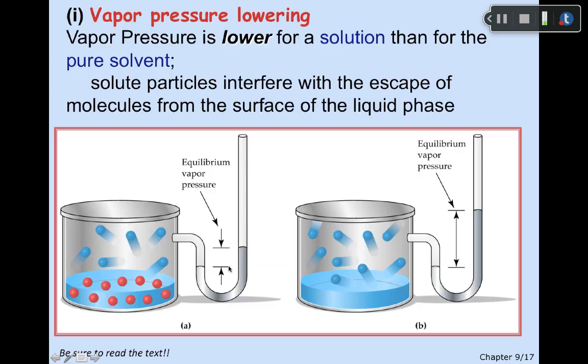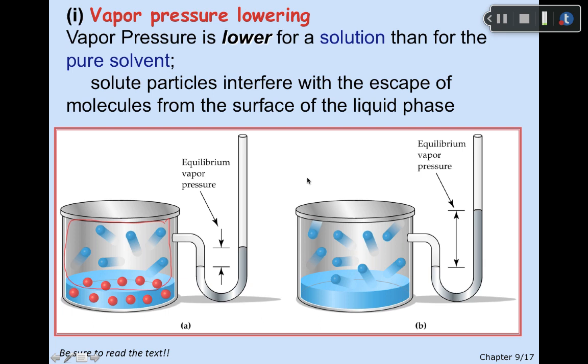One of these colligative properties, the first one, is called vapor pressure lowering. Vapor pressure is that pressure that you get when there's gas molecules above a liquid in a closed container. Only the blue ones here are the vapor pressure molecules. The red ones reflect the solute. And so the vapor pressure is due to the presence of solvent molecules in the air above the liquid.